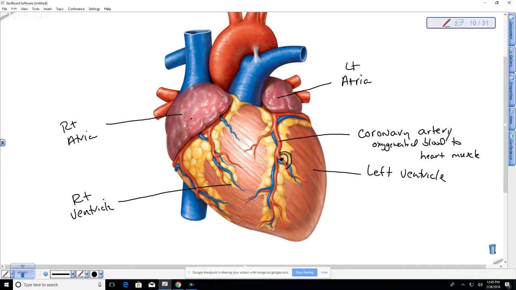Okay. So sometimes there's multiple blockages, right? So it's like, I had to have a triple bypass surgery. Well, you had 3 different blockages in those vessels. And we'll talk more about atherosclerosis later. But yeah, blockages, and what that causes is a heart attack, right? So heart attack.